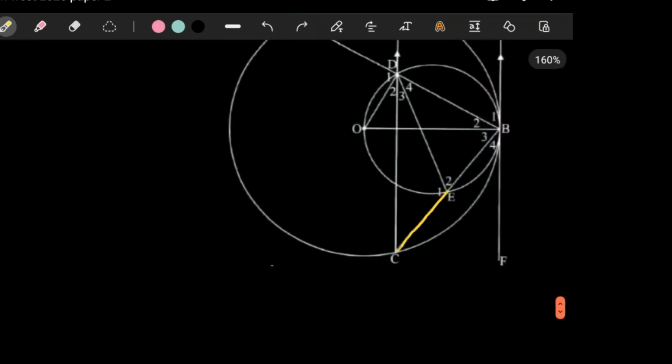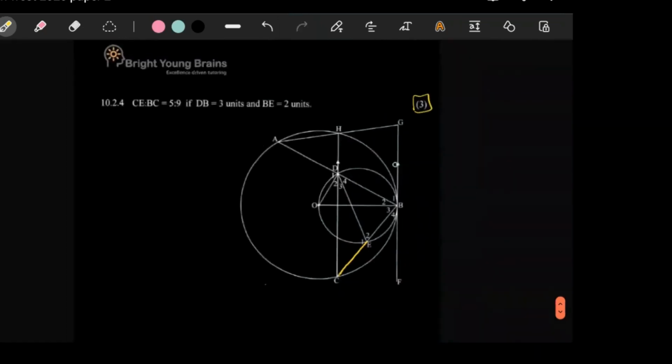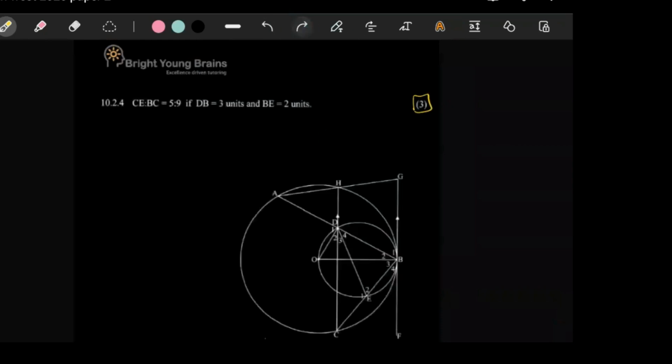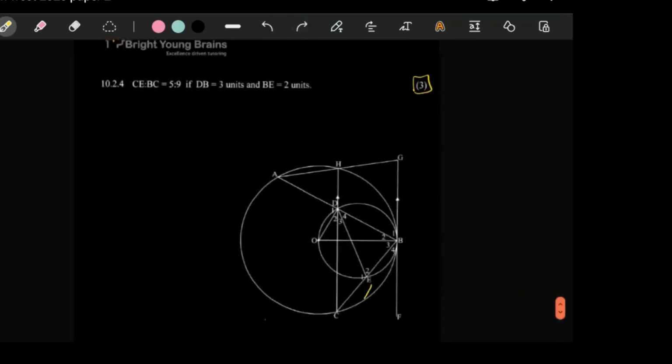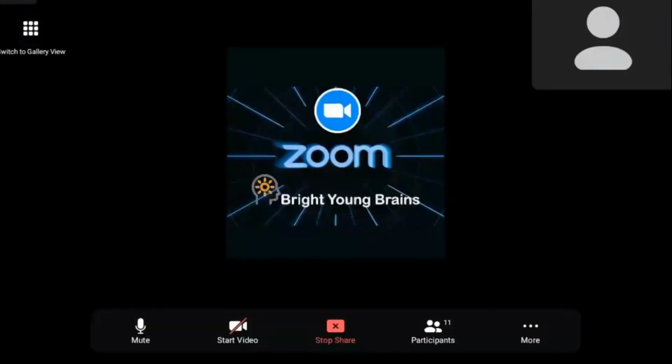Come on, man. Between CE and BC, where is BC? BC is the whole thing here. Well, let me put it this way. We should prove that CE, the ratio between CE and BC, is 5:9. With a clear mind again.